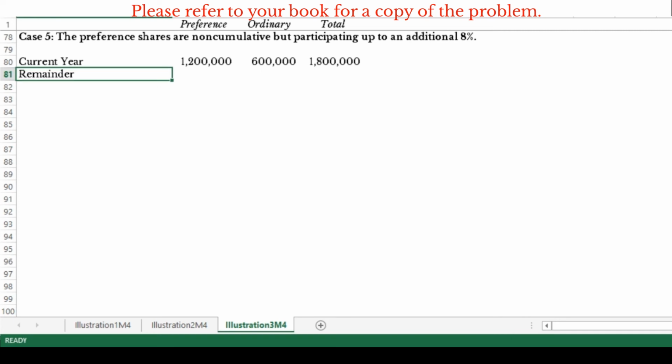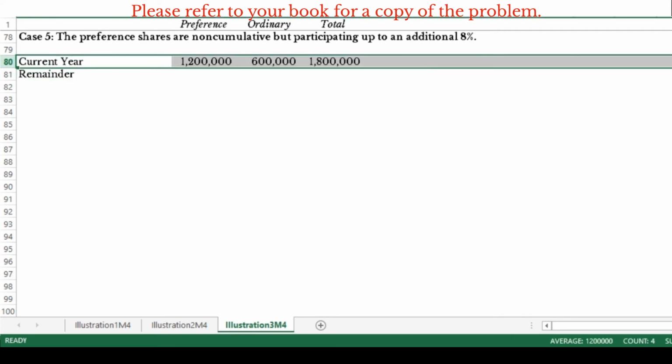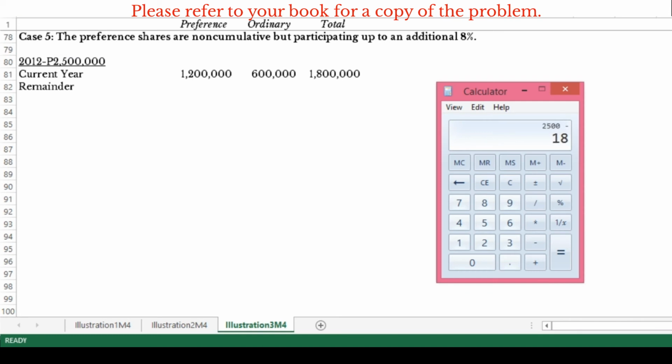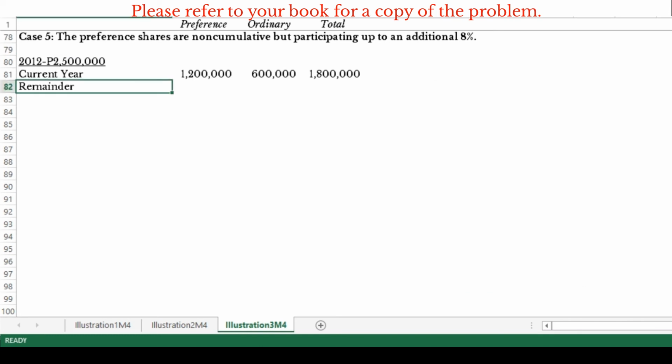Okay, so dito ang tira natin is, so by the way, this is for year 2012, kung kailan nag-declare tayo ng 2.5 million. Okay. So, yan. After paying yung tag 12%, we have remainder of 700,000. Now, ano ibig sabihin nung participating siya up to an additional 8%? So, ibig sabihin nun, yun yung maximum. Hindi pwedeng lumagpas doon yung additional na matatanggap ni preference shares. However, hindi palaging 8% ang ibibigay mo.